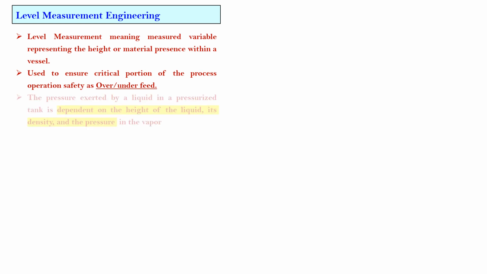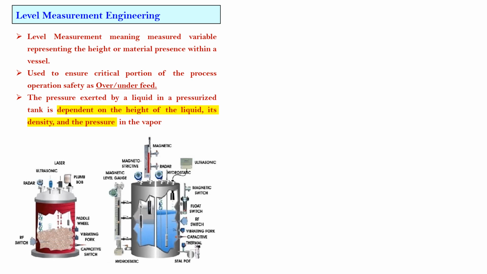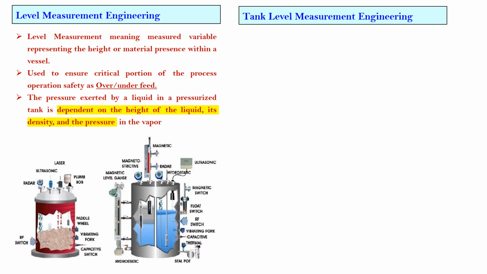The pressure exerted by a liquid in a pressurized tank is dependent on the height of the liquid, its density and the pressure in the vapor. One can refer to the pictures where you can see the various kinds of level measuring instruments installed in the tank, where various instruments are connected so as to get the reading or the height of the level of the measurement. Similarly, we will see the tank level measurement engineering concept.